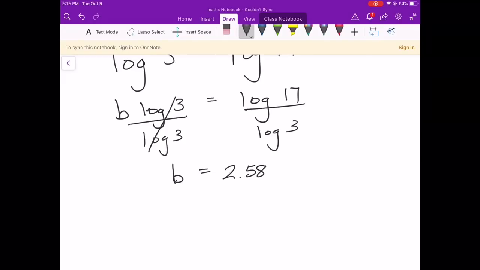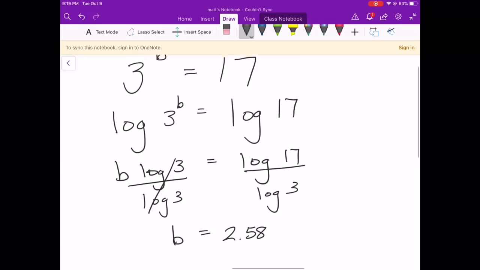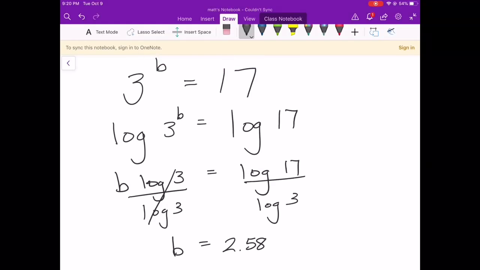So b is 2.58. So if you kind of trace your steps back to the beginning, you're asking yourself, what do I raise 3 to get 17? Well, 3 to the 2.58 power is 17. And if you go to type that back in your calculator to check your answer, you're going to be slightly off of 17 because I did have to round. But that's okay. You can see where this is coming from. I'm looking for the power that I raised 3 to get 17.